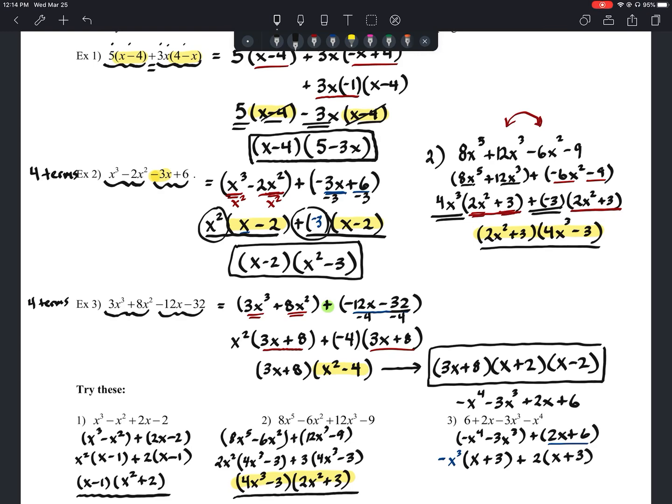And then last step, factor out that x plus 3. We have the quantity of x plus 3 times the quantity of negative x to the third plus 2. And you could rewrite that as 2 minus x to the third, or you could factor the negative out and put it all the way out in the very front. Doesn't really matter that much. Where it's at right now, it's just fine. And that would be our answer for the last one.